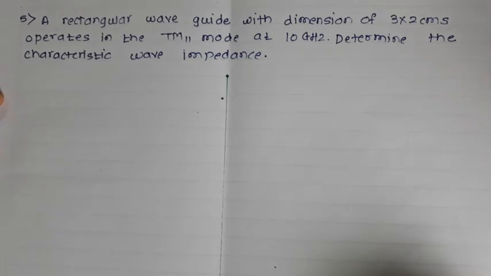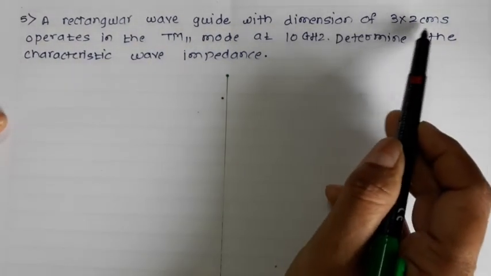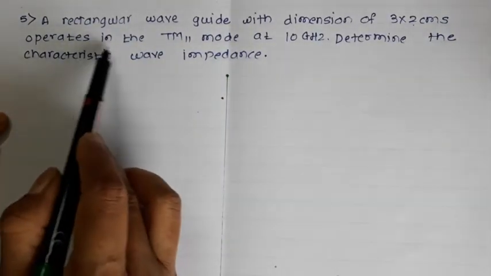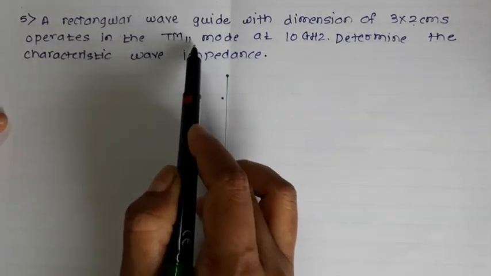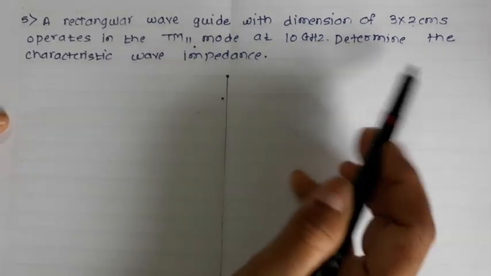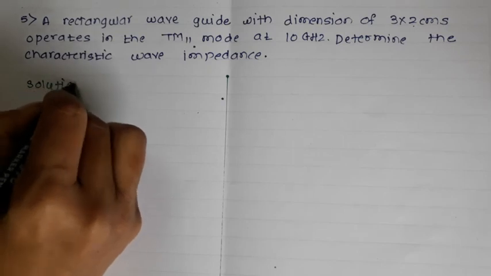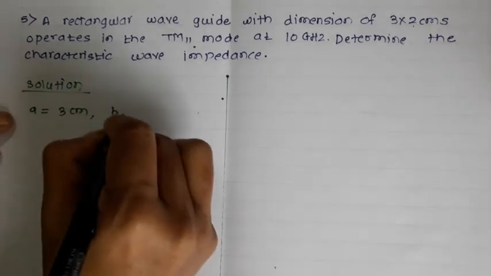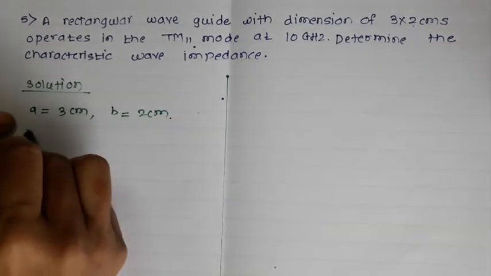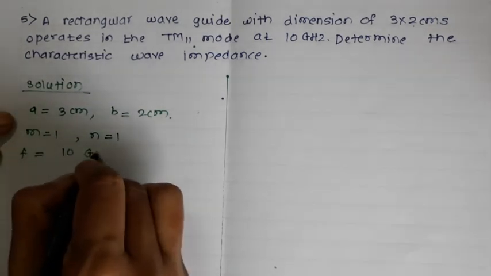So TM11, now you will see the problem. What is the problem first? A rectangular waveguide with dimensions of 3 into 2 centimeters, A and B, is given. It operates in the TM11 mode, M and N are given, at 10 gigahertz. Determine the characteristic wave impedance. So TM wave is given. I will write what is given. A is 3 centimeters, B is 2 centimeters, M is given 1, N is given 1, and F is also given, that is 10 gigahertz.